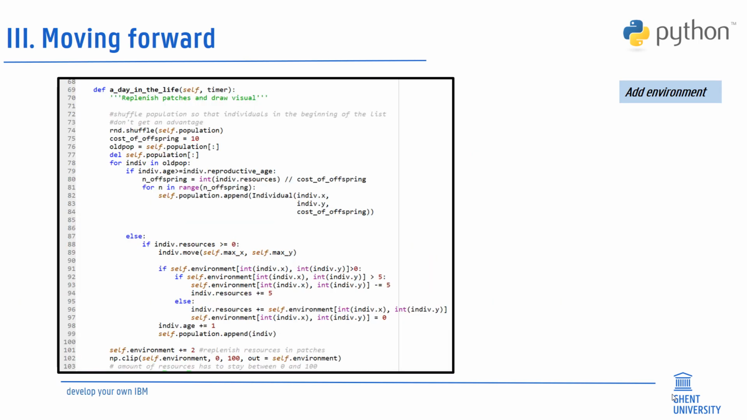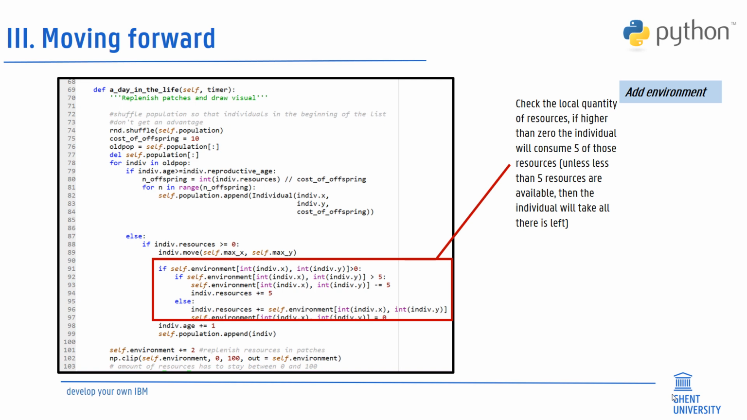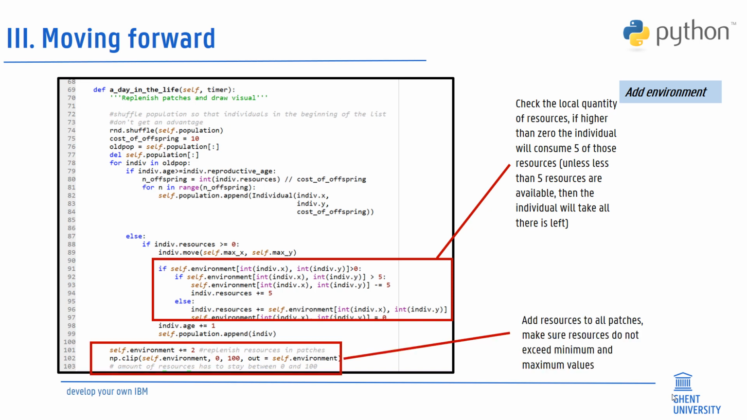Since individuals forage, the resources will change in the landscape, and foraging will be conditional to the resource availability. We therefore check the local quantity of resources. If higher than 0, the individual will consume 5 of those resources, unless less than 5 resources are available, then the individual will take all there is left. We also allow resource regrowth of 2 units per time step, up to a carrying capacity of 100. We here use the numpy.clip function to constrain the resources between 0 and 100.